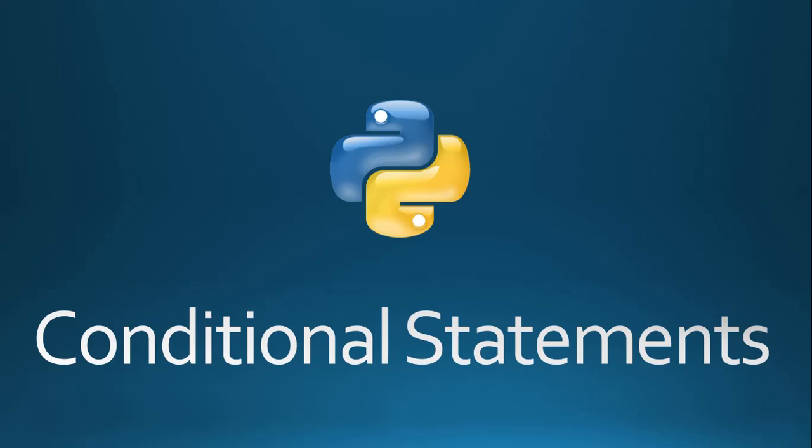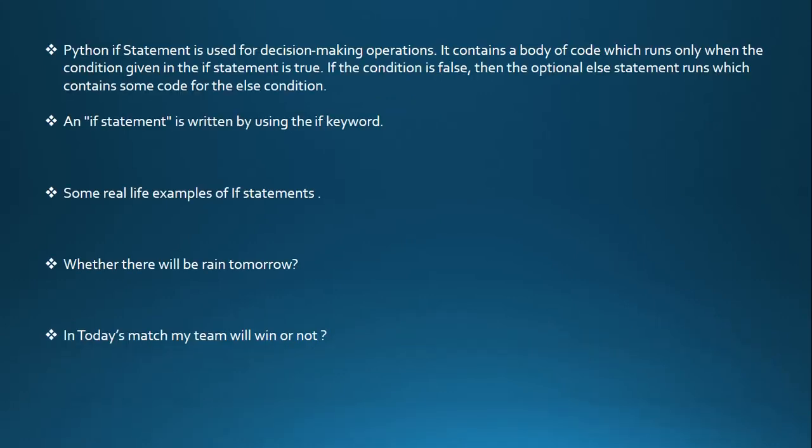Today we are going to study what conditional statements, or you can say decision statements, are. Python's if statement is used for decision making operations. It contains a body of code which runs only when the condition given in the if statement is true. If the condition is false, then the optional else statement runs, which contains some code for the else condition. As in other programming languages like C, C++, and Java, Python has the if statement for decision making.